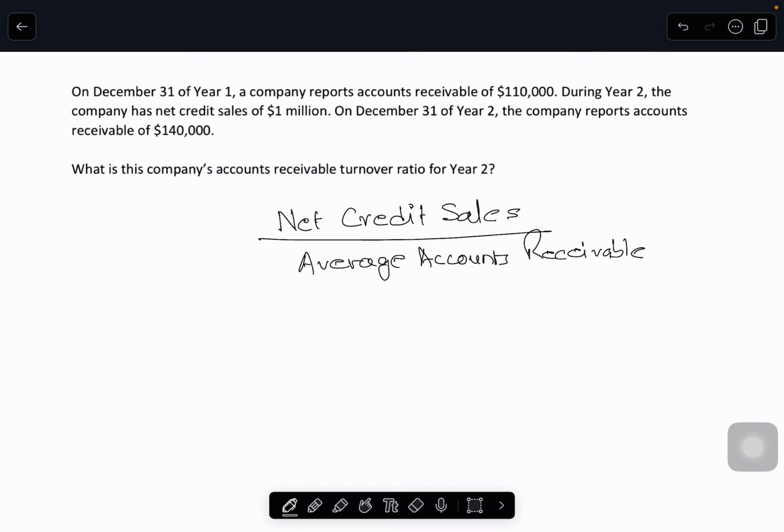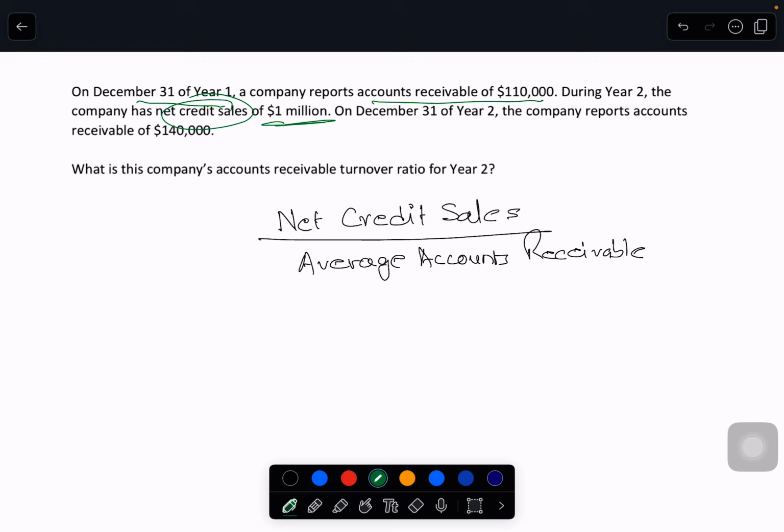Now let's quickly go through the information given in the question. The question says that on December 31st of year 1, the company reports accounts receivable of this. During year 2, the company had net credit sales of 1 million. And at the end of year 2, that is on December 31st of year 2, the company's accounts receivable stood at 140,000. What is the company's accounts receivable turnover ratio for year 2?